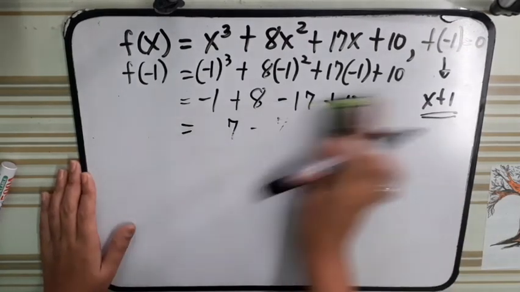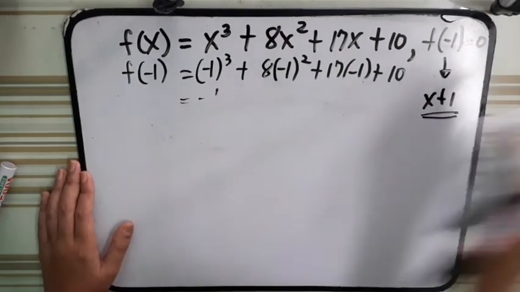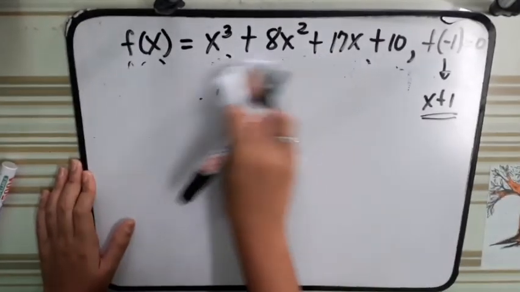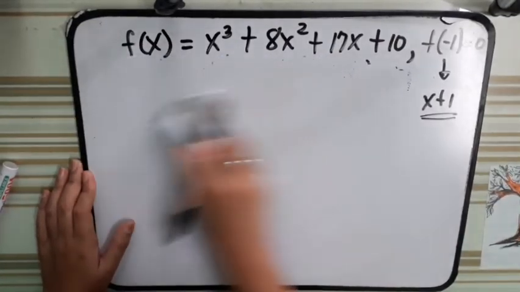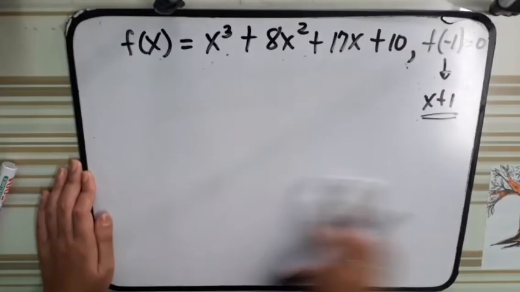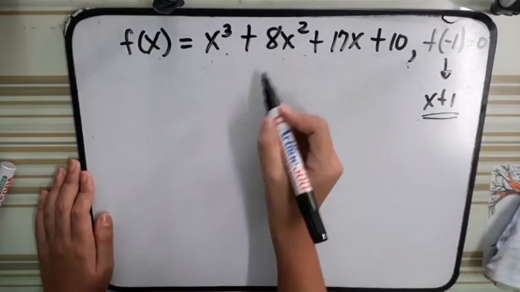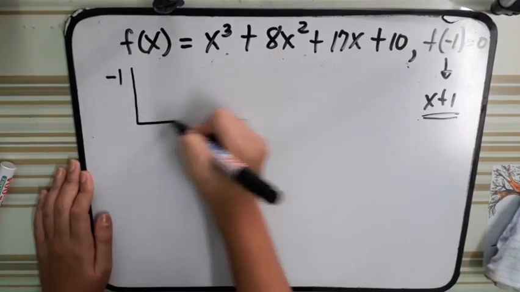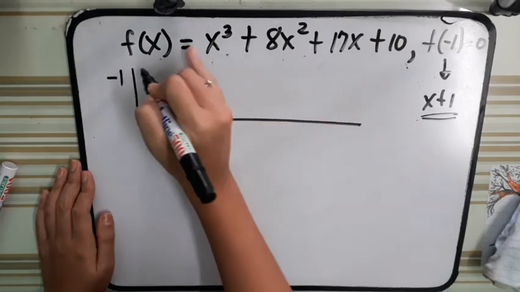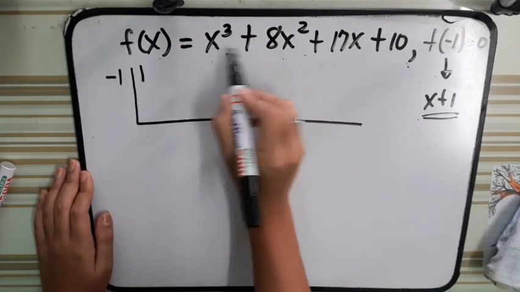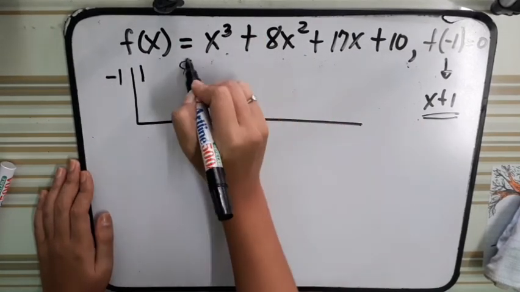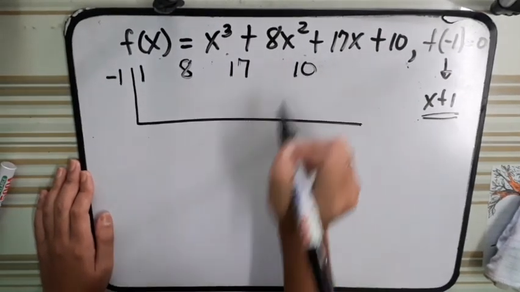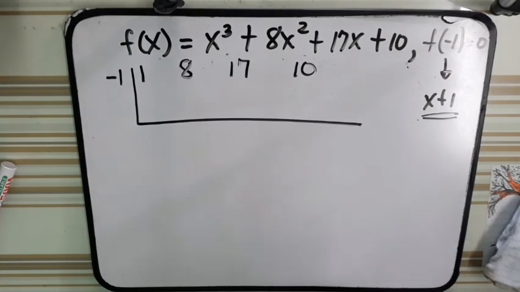Now, let's erase this and proceed on the division process. Let's use synthetic division. Synthetic division is easier to use. Okay, so let's get the value of x, which is -1. And of course, the coefficients. So we have here 1, the invisible 1, then 8, then 17, and 10.